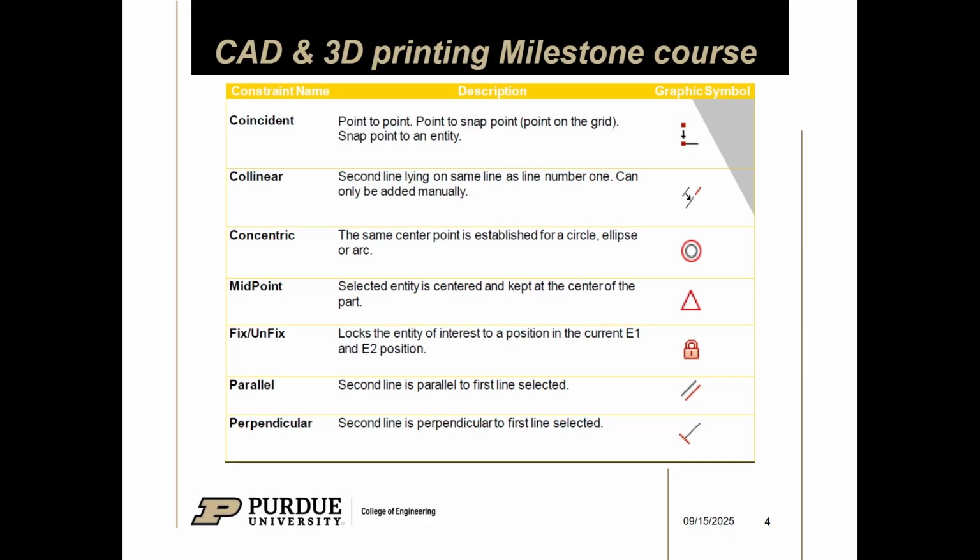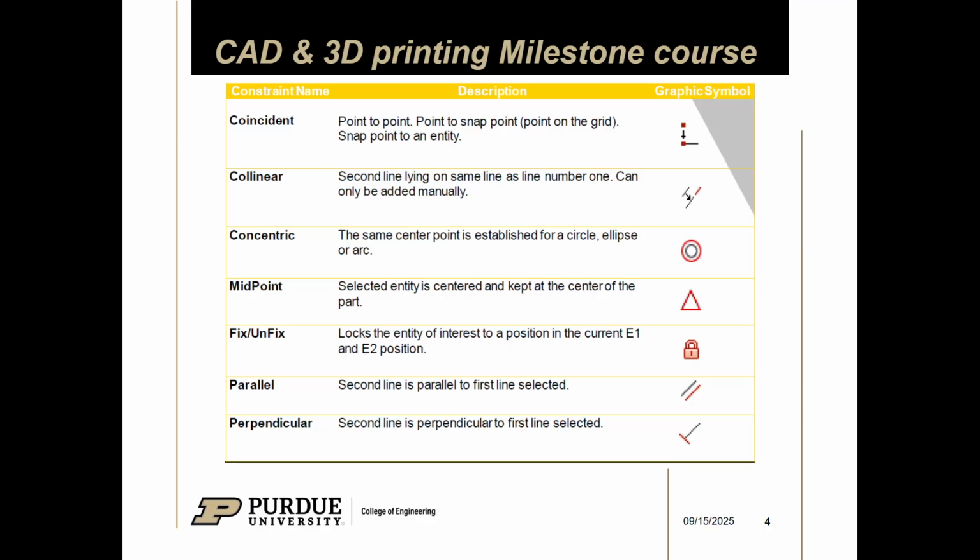A lot of them are probably implied in the name, especially if you've done geometry and stuff like that. So coincident is just having a point or a line merge with something else. Collinear is kind of self-explanatory. Concentric is two circles on top of each other. And then parallel, perpendicular.